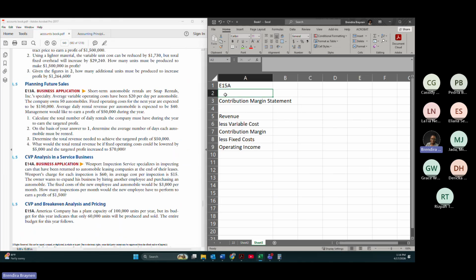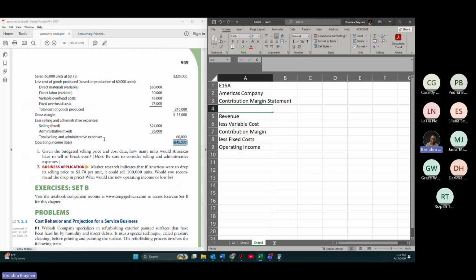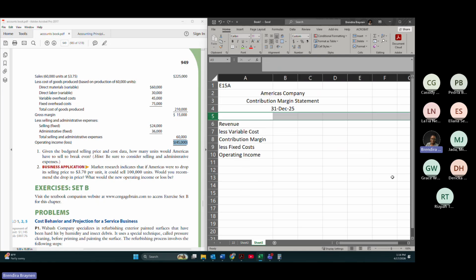It's the same statement I would put. So the name of the company, America's Company. And did they tell me for this year? I guess I'll put December 31st, 2026, 2025, whatever. That'll be my heading of my income statement. So just like a regular income statement has a heading, I'd include my heading, my revenue or sales, which is the same thing. It's $225,000.